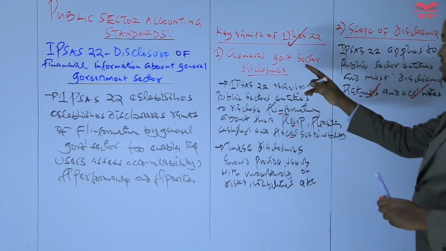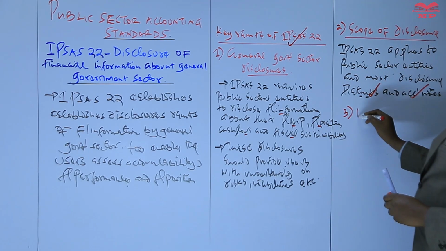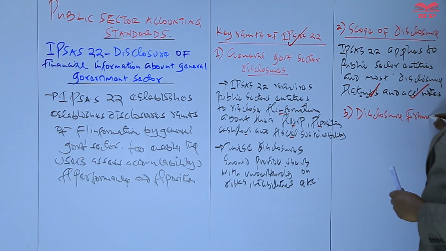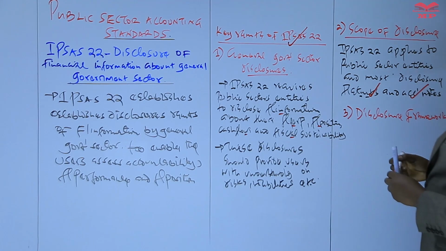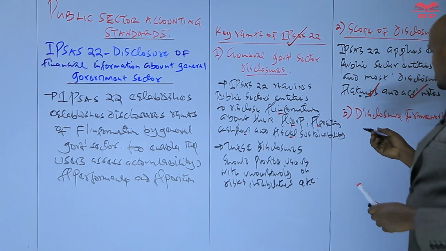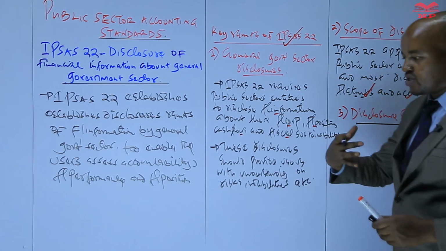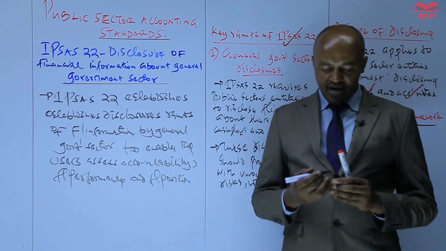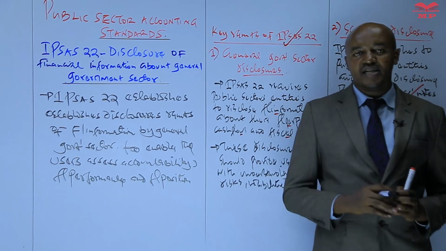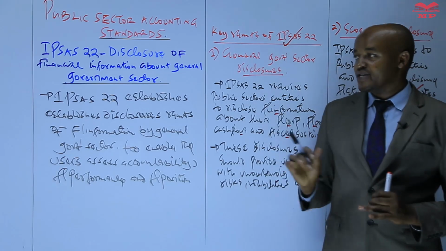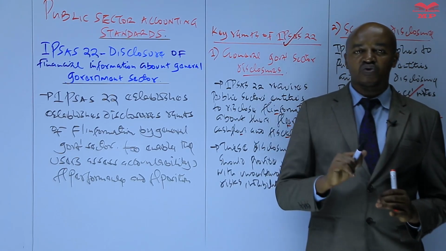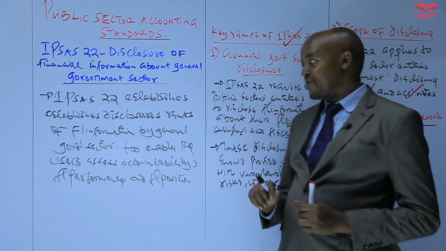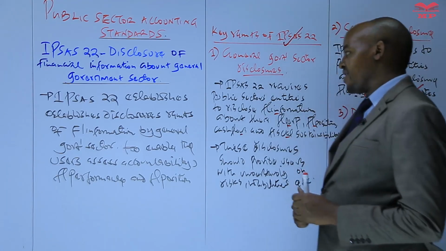Then from there we can look at the other requirement under IPSAS 22, and that is something called the disclosure framework. So when we talk about the disclosure framework, a framework is like what? Like a guideline, or basically a standard regarding what needs to be disclosed. Now in this case, we say that IPSAS 22 establishes a framework for the disclosure of financial information about the general government sector.